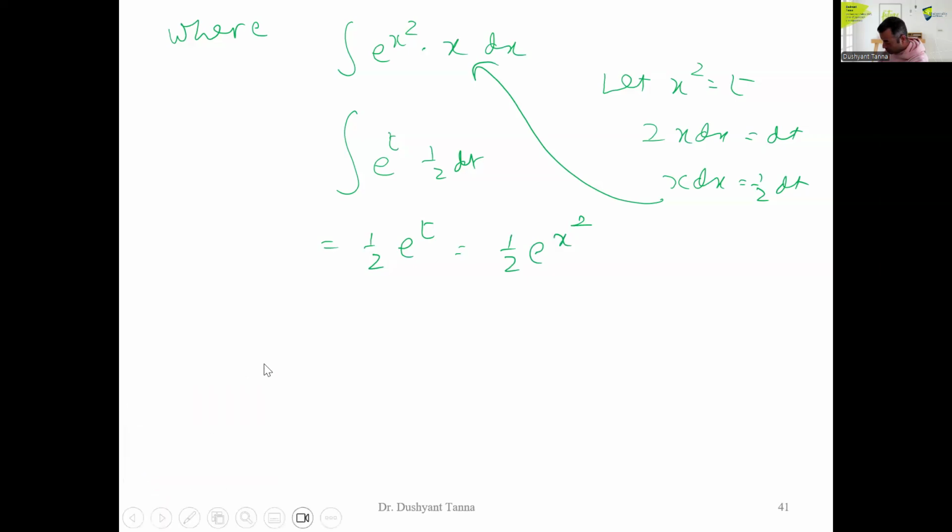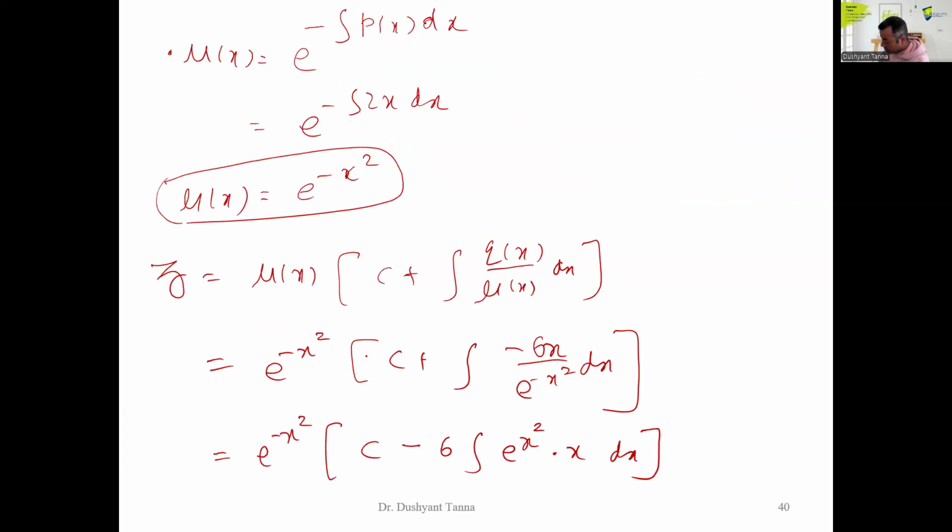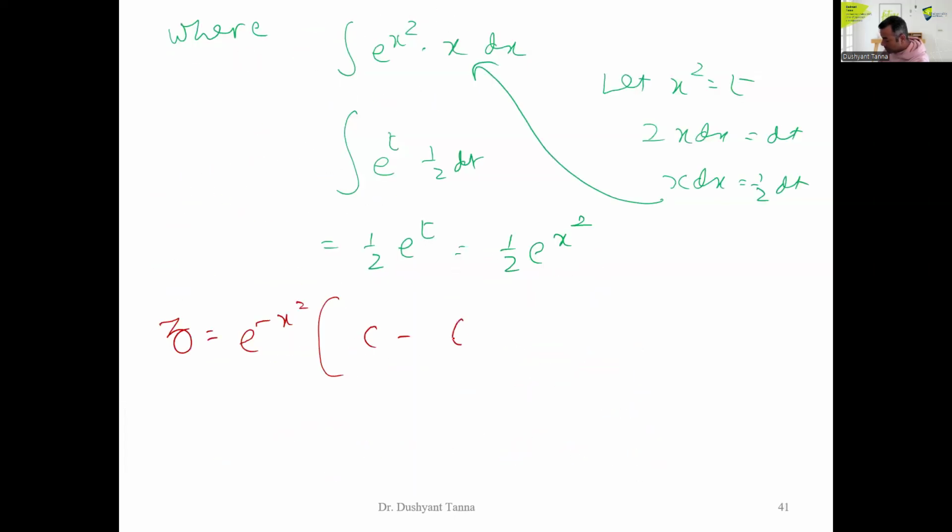Now I'll go back to the question. So my z was e raised to negative x squared, c minus 6 times e raised to x squared and x, which I just integrated.